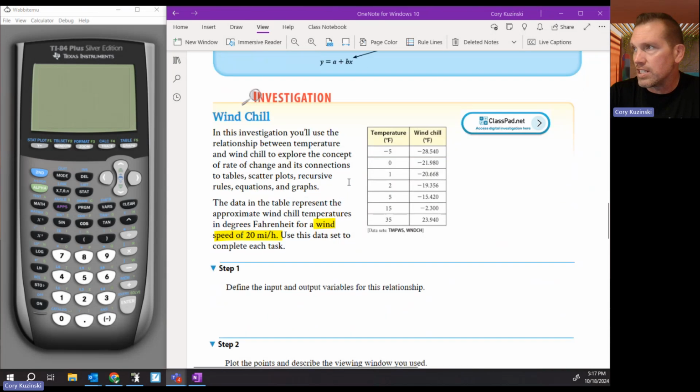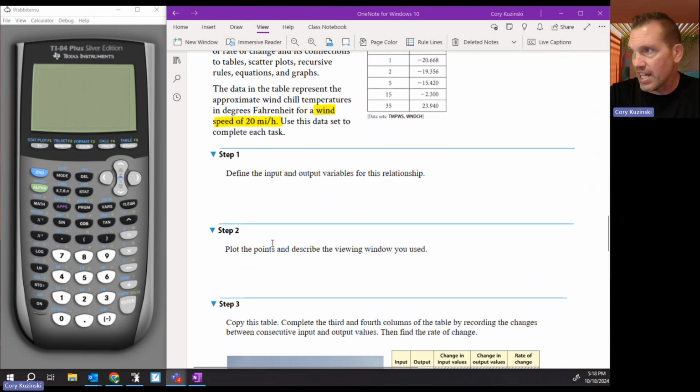All right, so here's the deal today. In this investigation, we're dealing with wind chill, just like the example you just read. We're going to use the relationship between the temperature and wind chill to explore the concept of rate of change and its connections to tables, scatter plots, and recursive rules, equations, and graphs. The data in this table is for a wind speed of 20 miles per hour. It only works when the wind speed is 20 miles per hour. The wind chills would be different if the wind speed were anything else. All right. Use this data to complete each task.